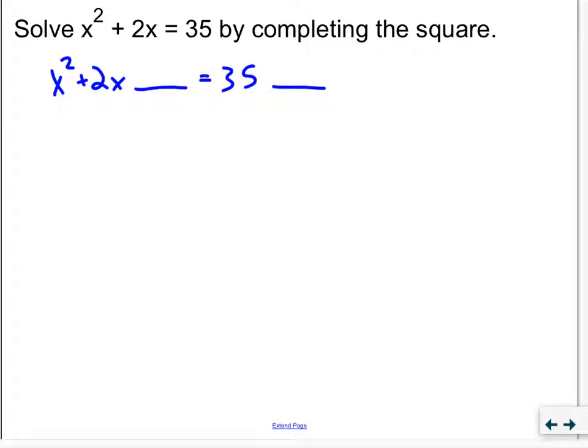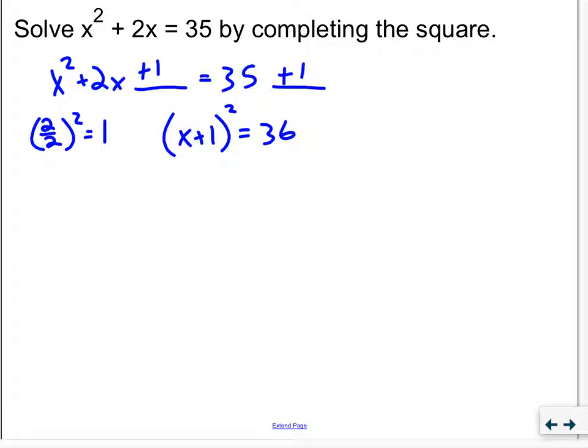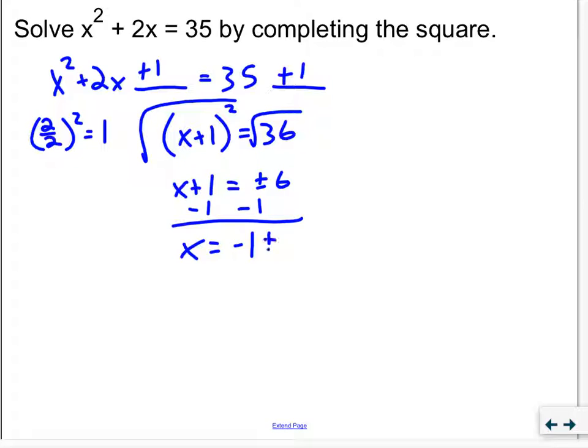So let's see, if I do 2 divided by 2 and square it, I'm going to get 1. So I put a plus 1, I put a plus 1. Let's factor. The square of x plus 1 equals 36. Square root both sides. I get x plus 1 equals plus or minus 6. Subtract 1. Negative 1 plus or minus 6. Let's separate them a little bit. Negative 1 plus 6 is 5. Negative 1 minus 6 is negative 7. Love it. Keep rocking.